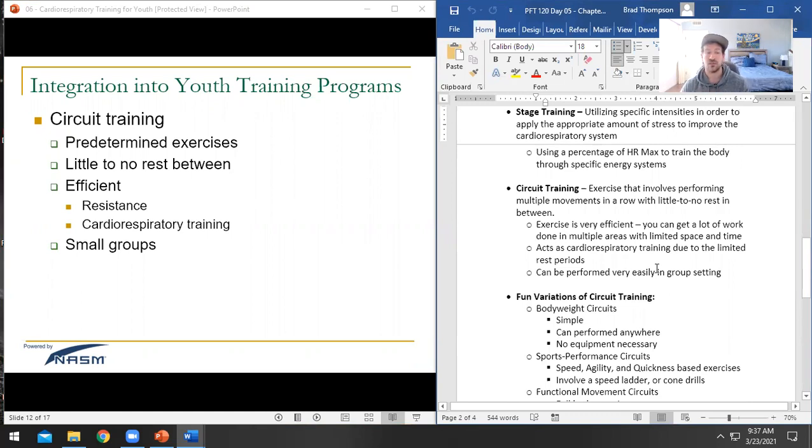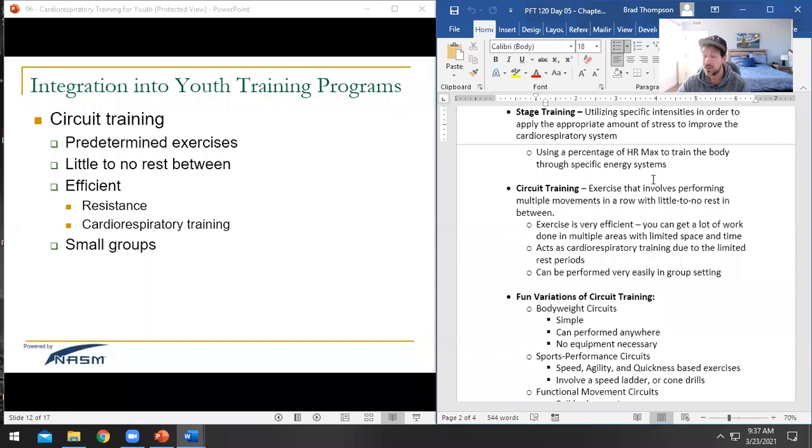So circuit training, right? We love circuit training. This is picking predetermined exercises and arranging them in a sequence with little to no rest in between. It's really great for developing strength, but it's also really great for developing your cardiorespiratory system. And it works really, really well in a small group setting as well, which is great, right? We love the fact that it works.